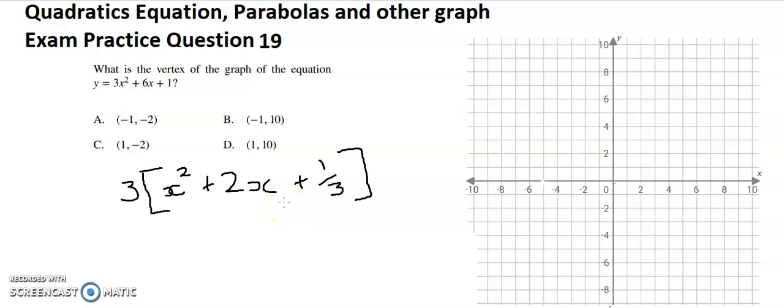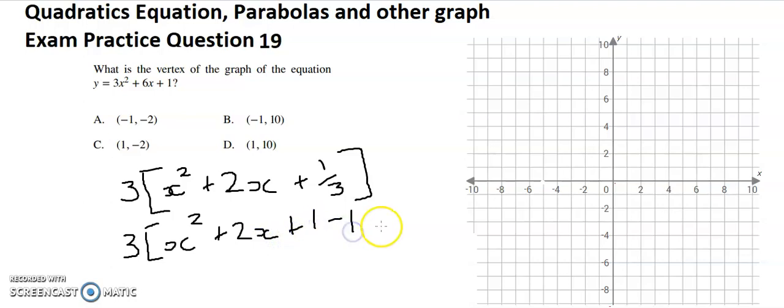Now the next thing I need to think about, what can my c be? Well, it must be half of b, which is 1. So it must be 1 squared. So that'll be x squared plus 2x plus 1 minus 1 plus 1/3.